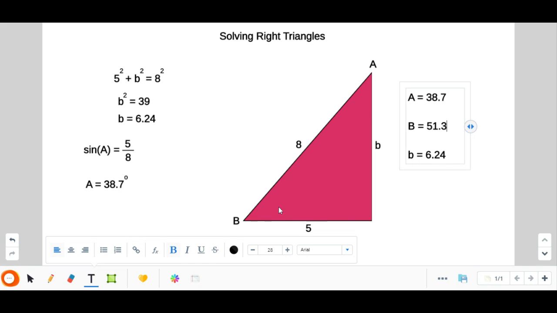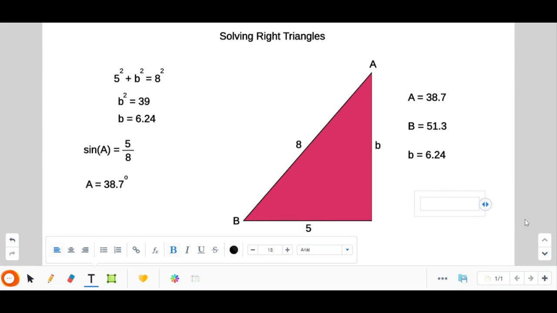If we wanted to, we could have actually gotten those angles first and then found side B afterwards using a trig function. There's a number of ways to go about it, but if you're able to use the Pythagorean theorem, it's sometimes easier, and for sure, once you have one of the angles, getting the other angle is pretty simple.